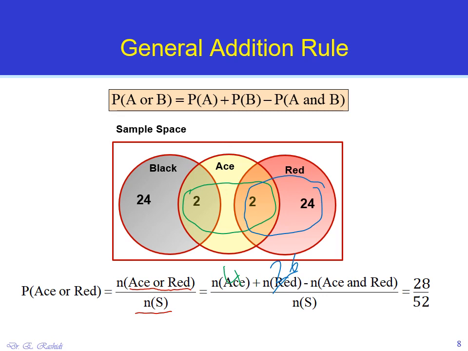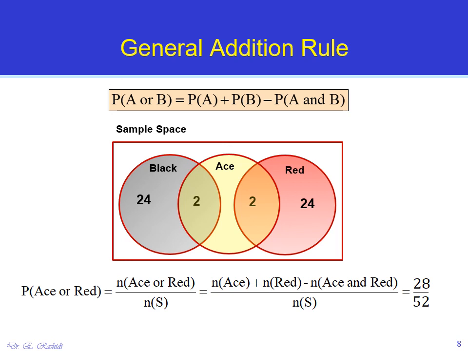But if you notice here, these two cards have been counted twice, both for ace and for red. So we're going to actually count them off here. So that would be 2 here. So that would be 4 plus 26, 30, minus 2, 28. 28 divided by 52. So this is how we can actually find this probability using our traditional formula.